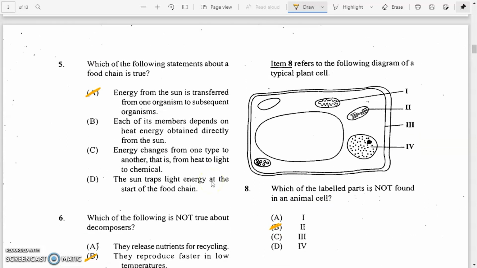Item 8 refers to the following diagram of a typical plant cell. Which of the labeled parts is not found in an animal cell? Anytime you see those curly lines inside of the organelle, that's a mitochondria. So one is a mitochondria, right? The lines inside here are representative of the chloroplast, and the dots are representative of the nucleus. So the answer here is II. That's a chloroplast. Animal cells do not have chloroplasts. So it is B.